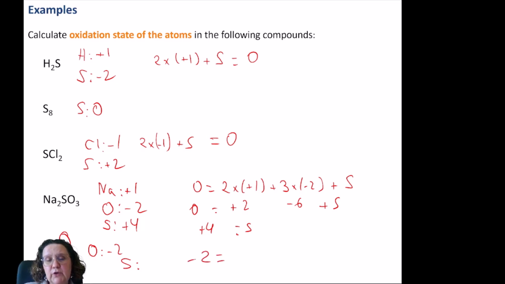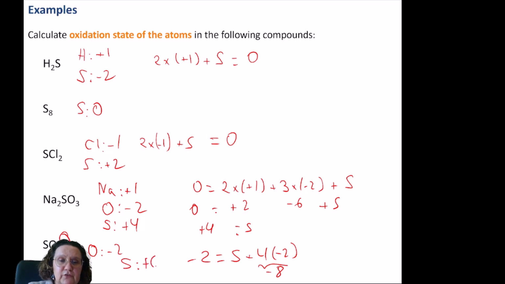And how am I going to account for that -2? Well, I've got whichever the oxidation state is of the sulfur plus the oxidation state of the 4 oxygens, and each of them is -2. So if I do some maths, this is -8, and that means you need the sulfur to have an oxidation state of +6 for that compound, that sulfate anion, to have that -2 overall charge.